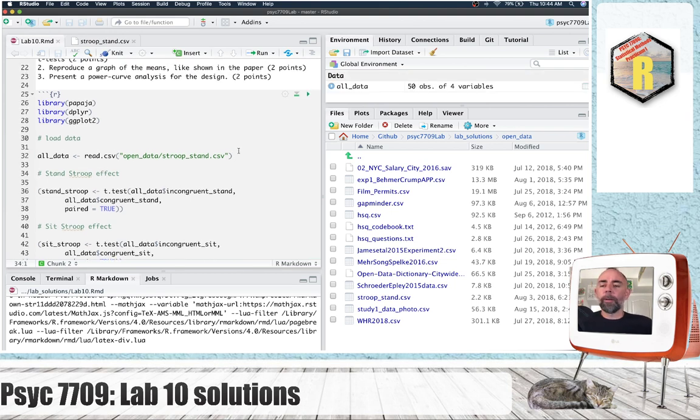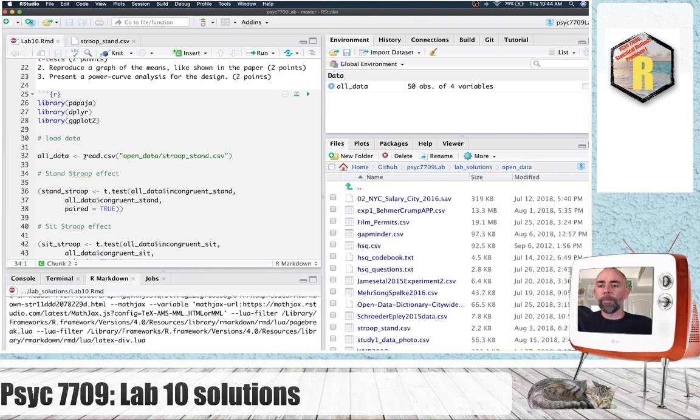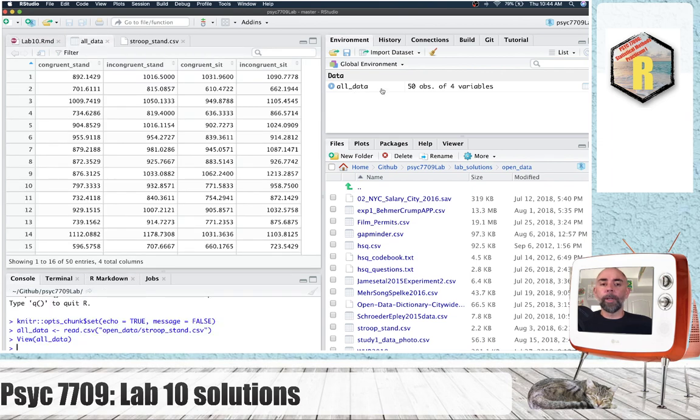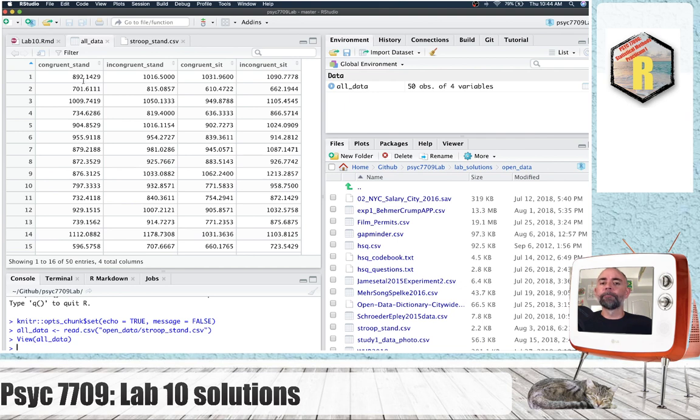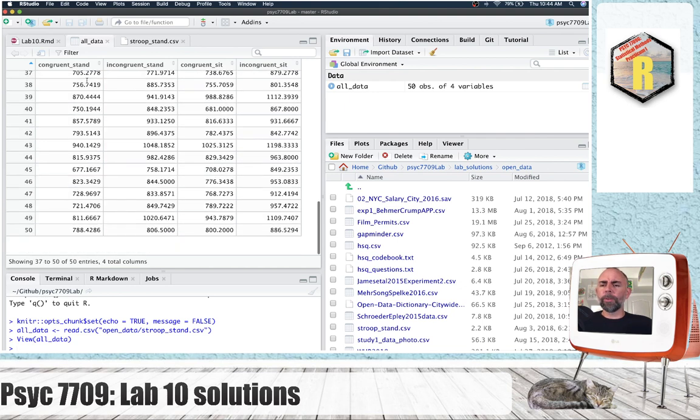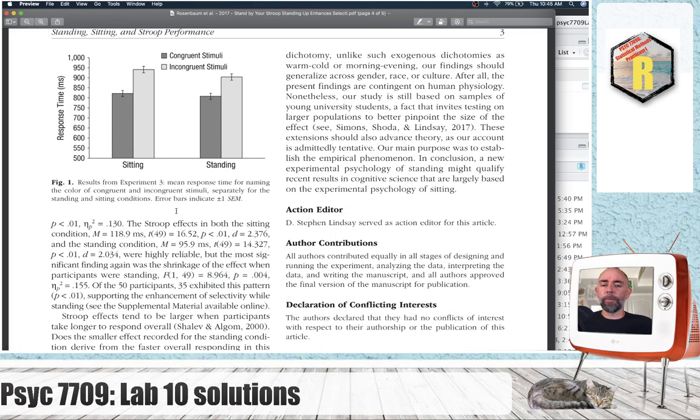Not terribly complicated, and we can load it right in to R using the read.csv function. Now, we can see the data more clearly here. I'm just doing a couple double checks, and I see that there's 50 rows. That's consistent with the paper.